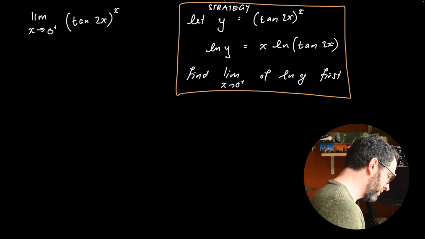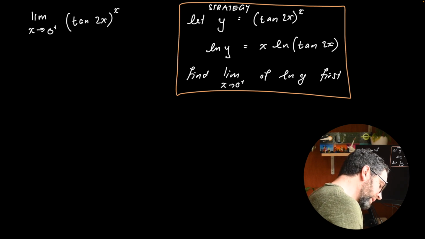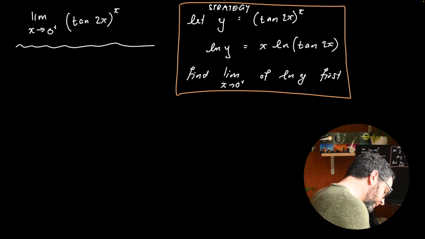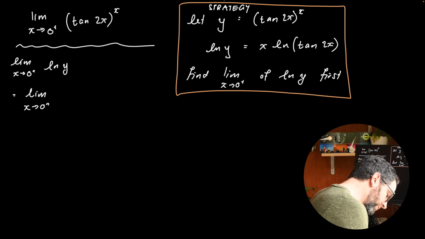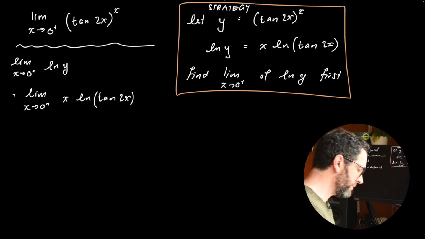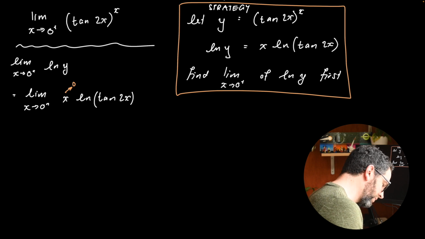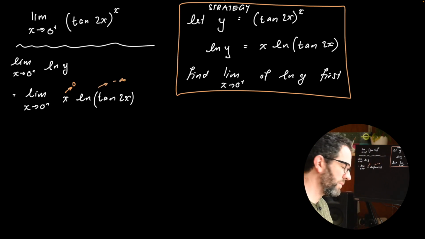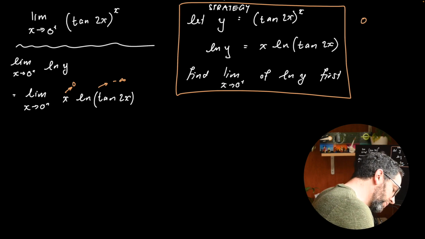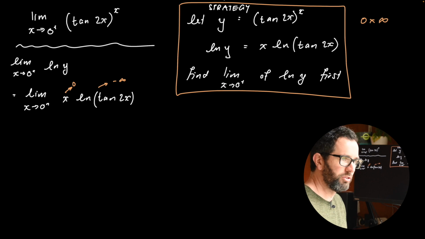This is going to be our strategy. All right, so let's get to it. The log y was equal to x log tan 2x. So we want to find the limit as x goes to 0 plus of log y, which equals the limit as x goes to 0 from the right of x log tan 2x. And just think about how this behaves. The x is going to 0 and tan is going to 0, so log of that is going to negative infinity. And again, we don't know which of those is going to win.